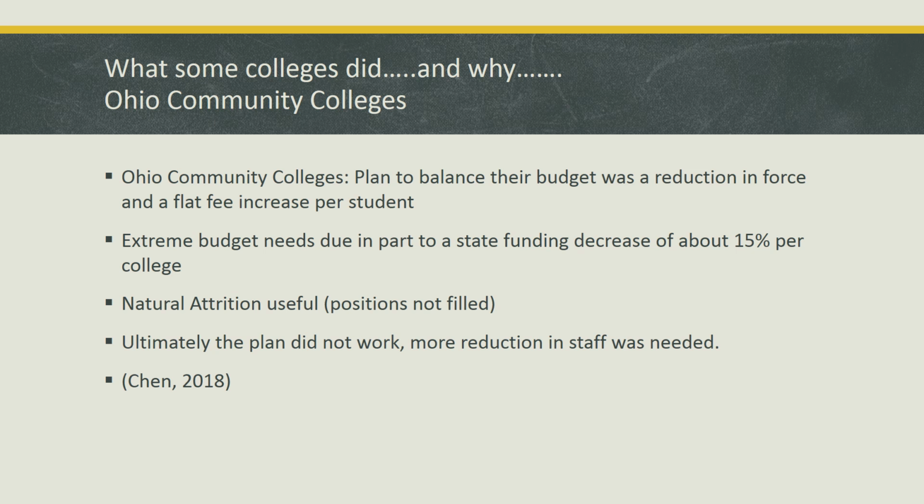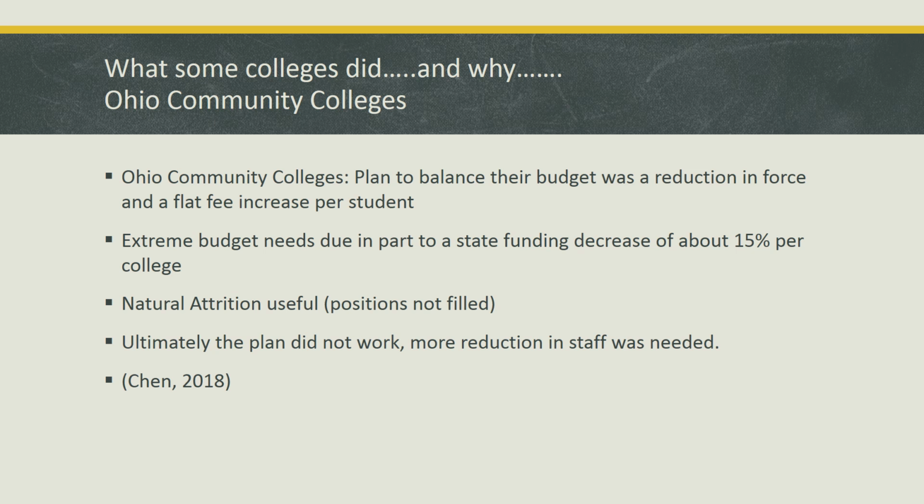Ohio community colleges in general was the next case study. Their plan to balance their budget was a reduction in force and a flat fee increase per student. They had some extreme budget needs that year, due in part to a state funding decrease of about 15% per college. That was a harsh thing to deal with to begin with. So their reduction in force and a flat fee, did it work?